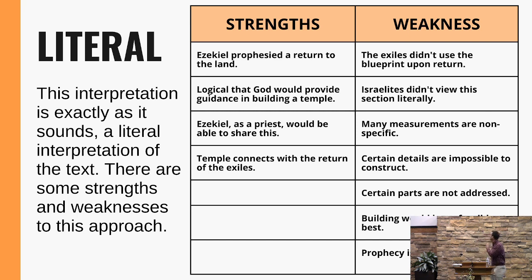But some of the weaknesses, the exiles didn't use the blueprint on their return. They didn't take what Ezekiel had said and go to it section by section and build it in that regard. In fact, the Israelites did not view this section literally themselves, which to me, we could stop there and be done. But the Israelites did not view it literally themselves, and so they did not build it in that way. Many measurements are non-specific. You will see the word cubits mentioned. Sometimes you'll see the word reeds mentioned.